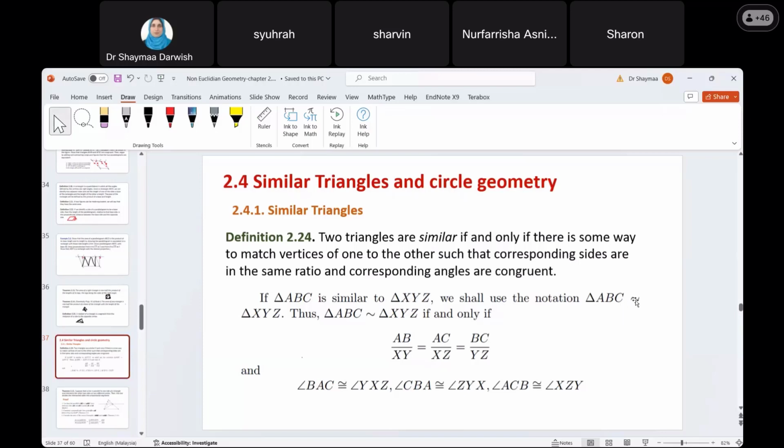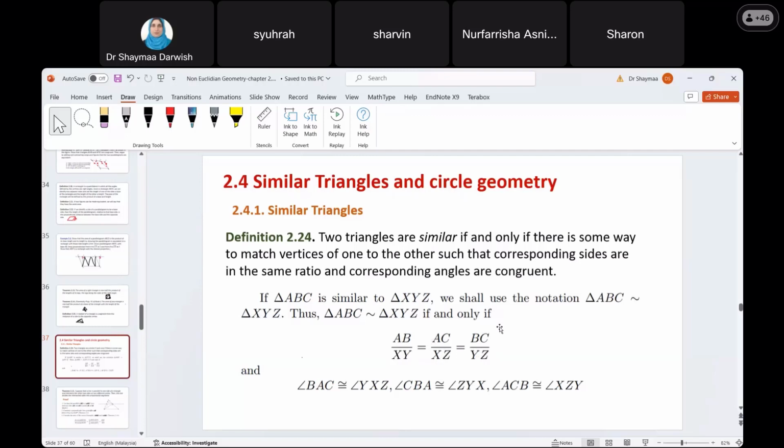This is the notation of congruent, but this is the notation of similar. So triangle ABC is similar to triangle XYZ if and only if AB over XY, taking the side AB with the corresponding side XY, the ratio AB over XY will be equal to the ratio between AC and XZ, equal to the ratio between BC and YZ.